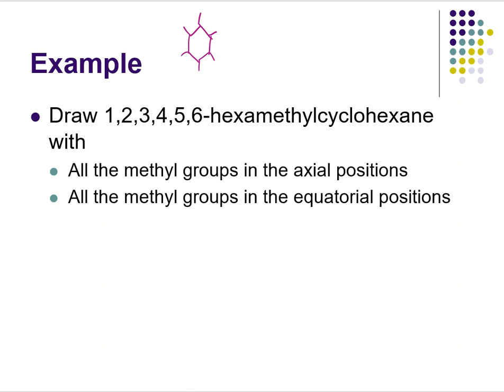All right, so part A wants me to draw cyclohexane. So here we go. There's the cyclohexane structure. And they want me to draw all the methyl groups in the axial positions first. All right, so axial positions I know go straight up and straight down. So here, straight up, straight down, straight up, straight down, straight up, and straight down. And now I need to go through and draw CH3s on them.